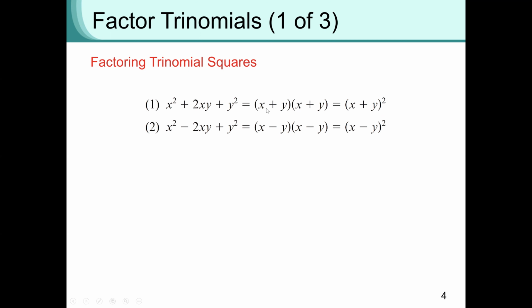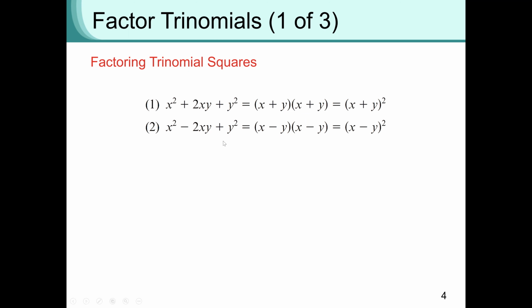So let's try it. X times x will give me x squared. X times y will give me xy. Y times x also will give me xy. So we are going to have 2xy, xy plus xy. Then the last term will be y times y, which will give me y squared.